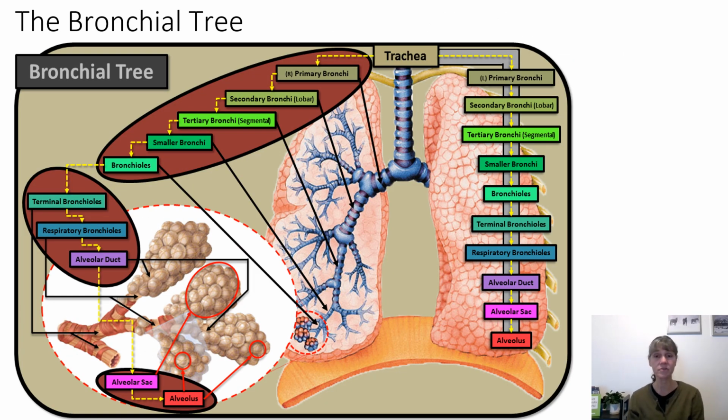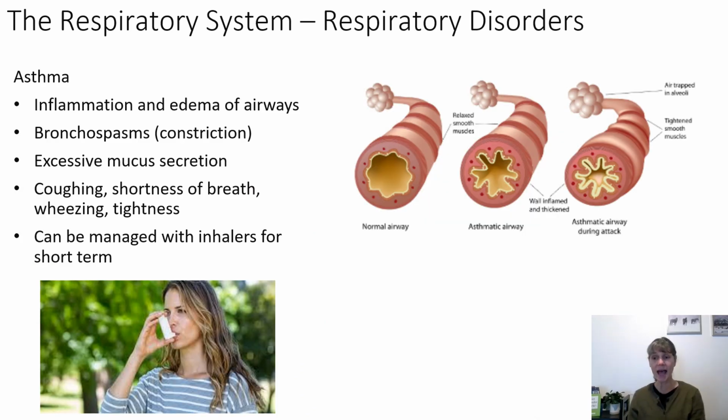Here we have another visual representation of the bronchial tree. Asthma is a type of respiratory disorder that causes inflammation and edema of airways, where the smooth muscle surrounding bronchioles can constrict. That causes excessive secretion of mucus. It causes coughing, shortness of breath, wheezing, tightness in the chest, and is often managed with inhalers of corticosteroids that decrease the inflammation.